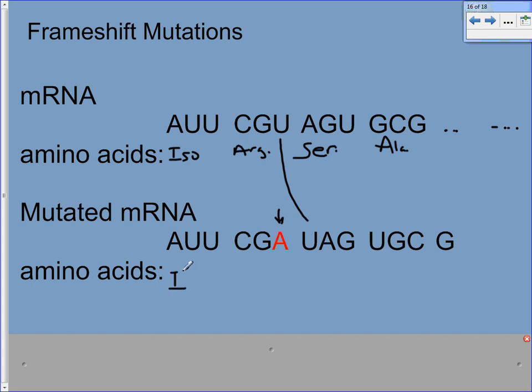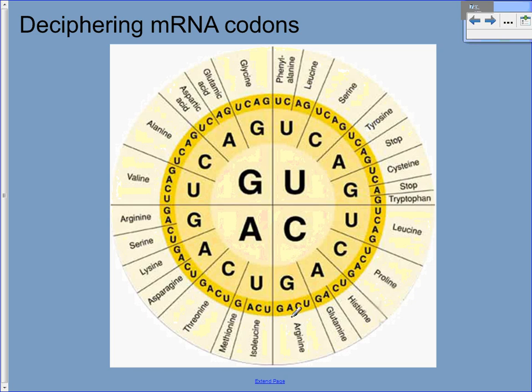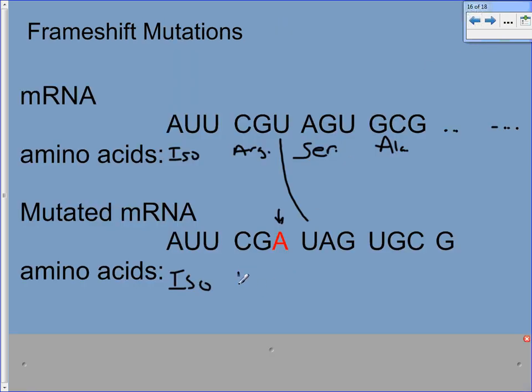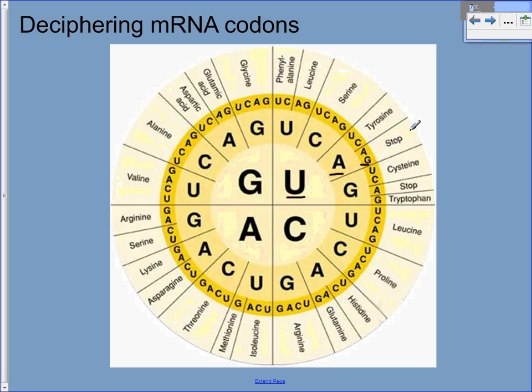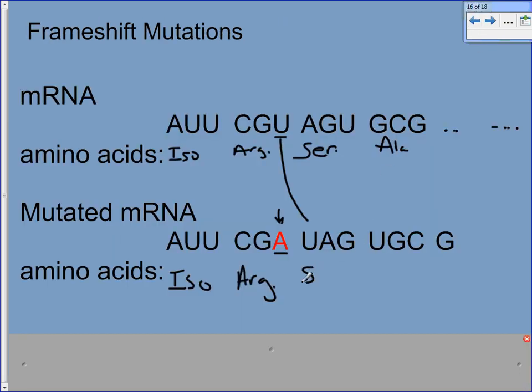UAG, hopefully some of you remember that one, but UAG is a stop. So that means our amino acid chain stops right here. That could be really bad. If maybe the one right before this was methionine, now you've got a protein, quote unquote, that's only 3 amino acids long. That's probably not going to do what it needs to. So this shift can cause us to change the amino acids, and that could prematurely stop our protein, which could be very, very bad. So that's pretty much it for transcription and translation. You'll have an assignment that you can do some practice on.